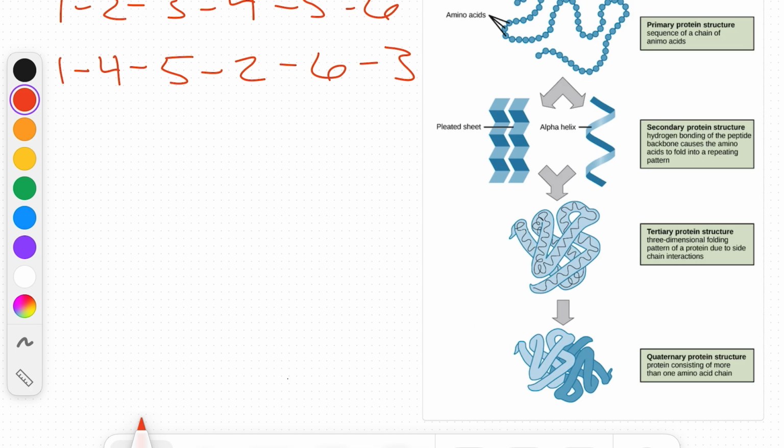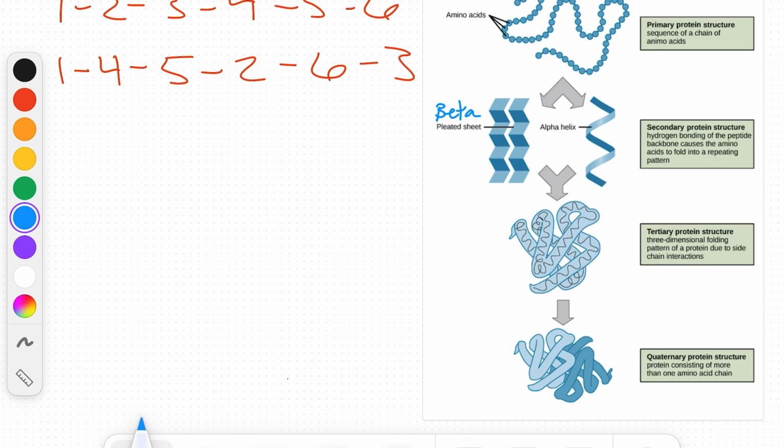For secondary structure, that is our beta pleated sheets and alpha helices. The primary structure can wrap up into one of those structures, so it could turn into either alpha helices or beta pleated sheets. There's a very specific way that each protein is going to fold. It's incorporated into its primary structure, so it knows which one it's going to do.